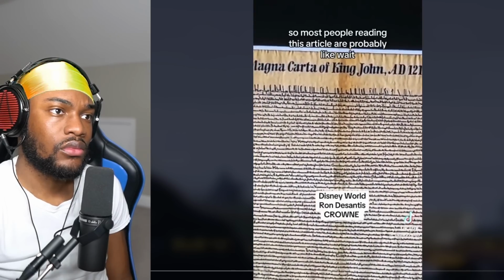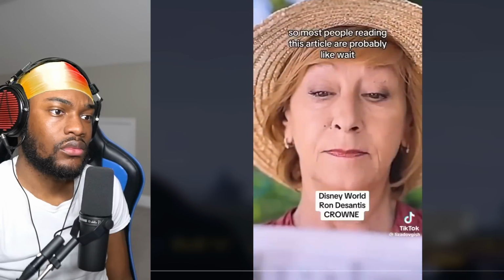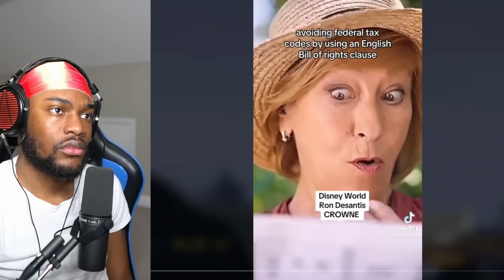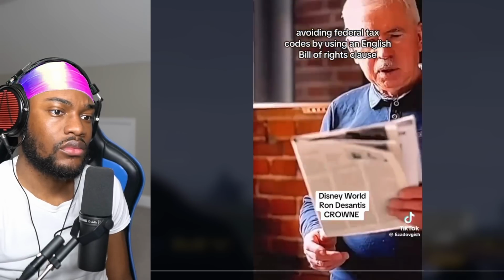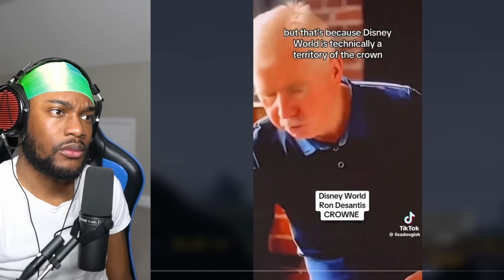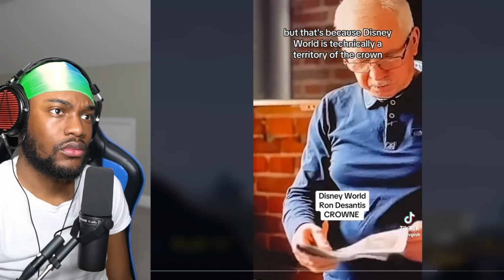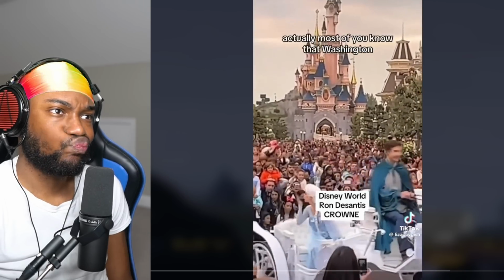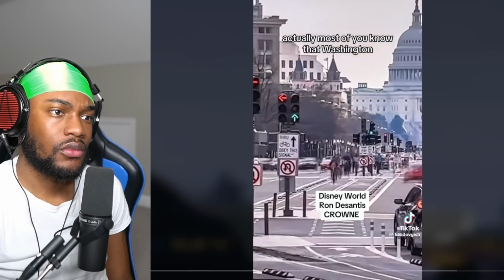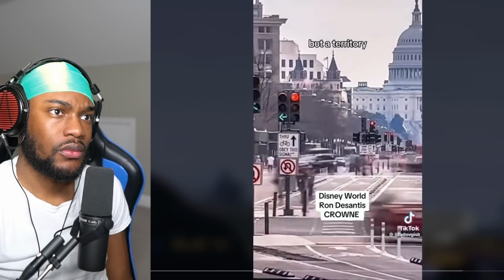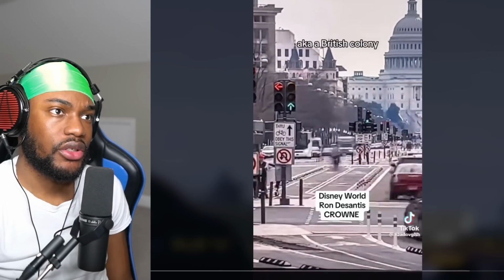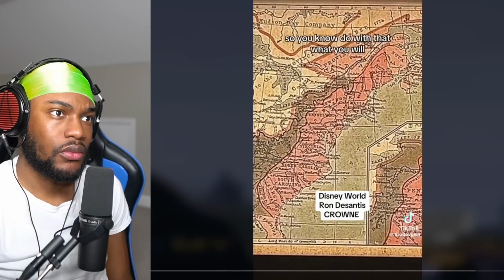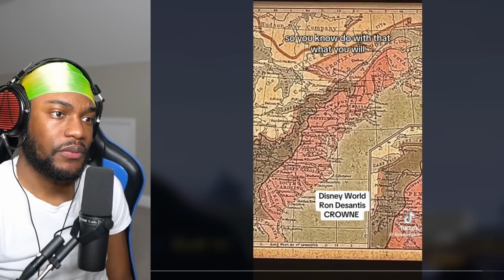So most people reading this article are probably like, wait, how is Disney avoiding federal tax codes by using an English Bill of Rights clause? But that's because Disney World is technically a territory of the crown, just like Washington, D.C. actually. Most of you know that Washington, D.C. is not actually a state, but a territory, aka a British colony. So, you know, do with that what you will.